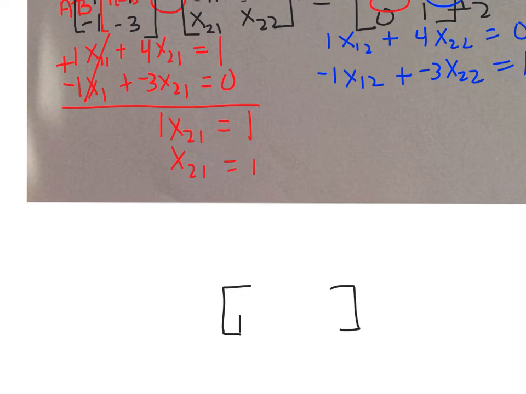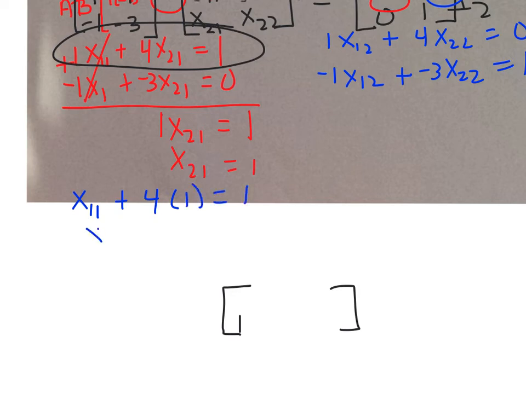All right, so now I'm going to solve. I'm going to use this here, and I'm going to solve for x₁₁. So that is x₁₁ plus 4 times 1 equals 1. So x₁₁ is equal to -3. So this is -3 here.